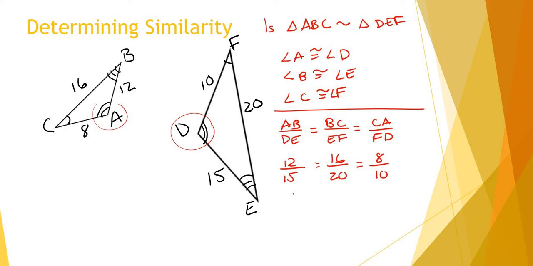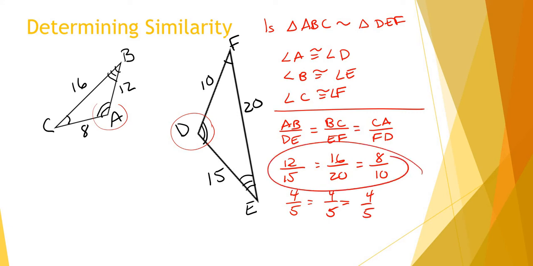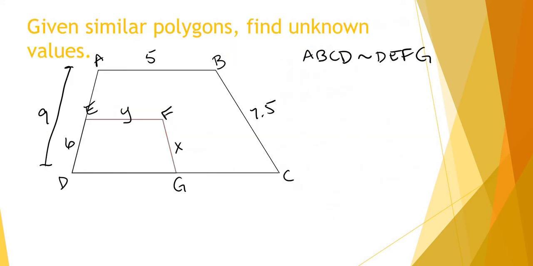First I'm going to put them in simplified form. When I do, I get 4/5, 4/5, and 4/5. So yes, these are equivalent ratios, so these are similar triangles. It's pretty simple. We're also going to use it to find unknown values if I know that two polygons are similar. So I'm told that ABCD is similar to DEFG.